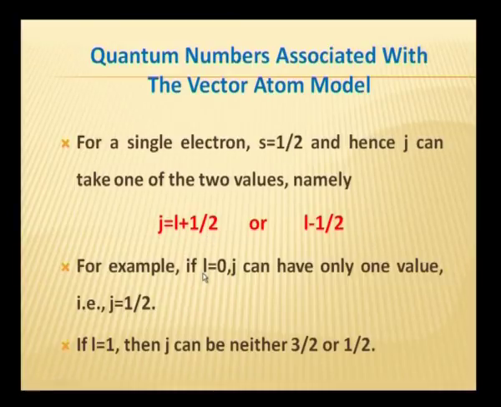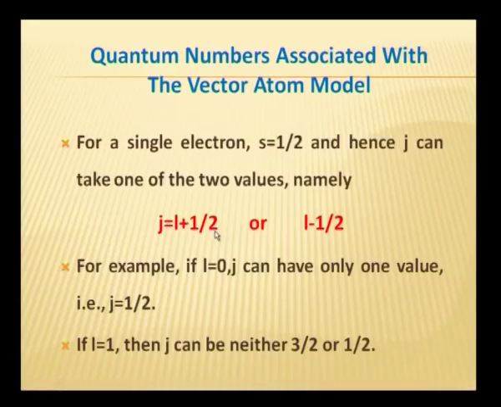Supposing you take the state L equal to 0. What is L equal to 0? That we will call an S state. Even in high school you write 1s2 for the electrons in the helium atom, the electronic configuration 1s2. So L equal to 0 is called an S state, I will come to that later. If L is 0, J will be plus half or minus half.